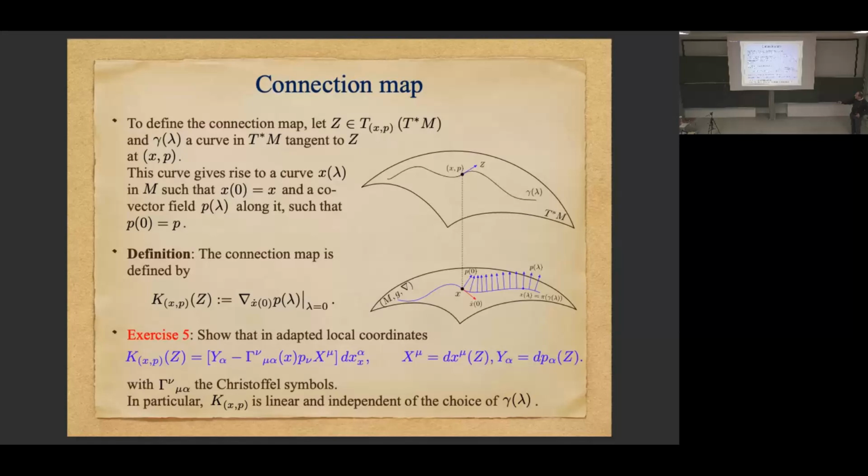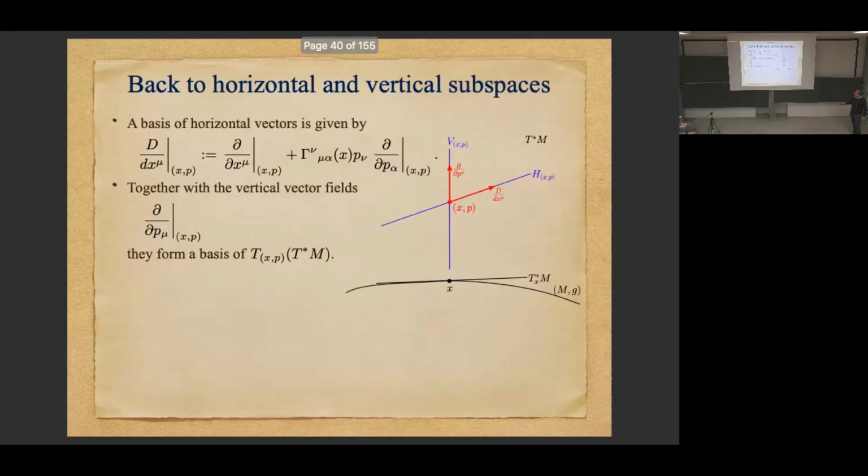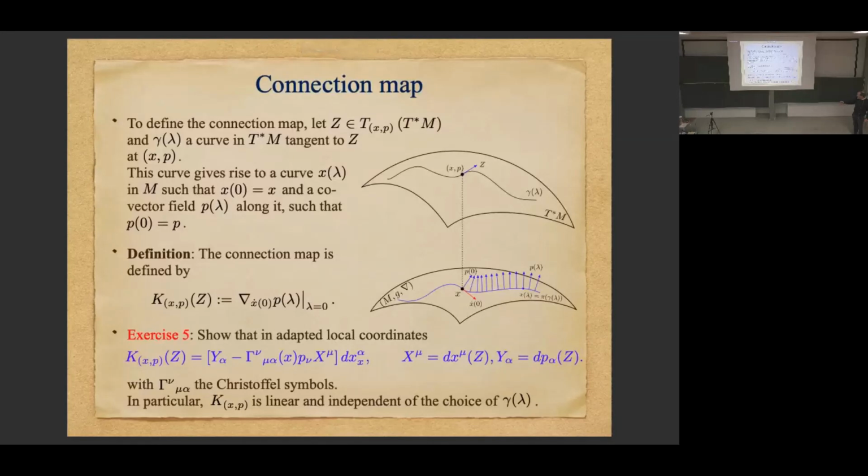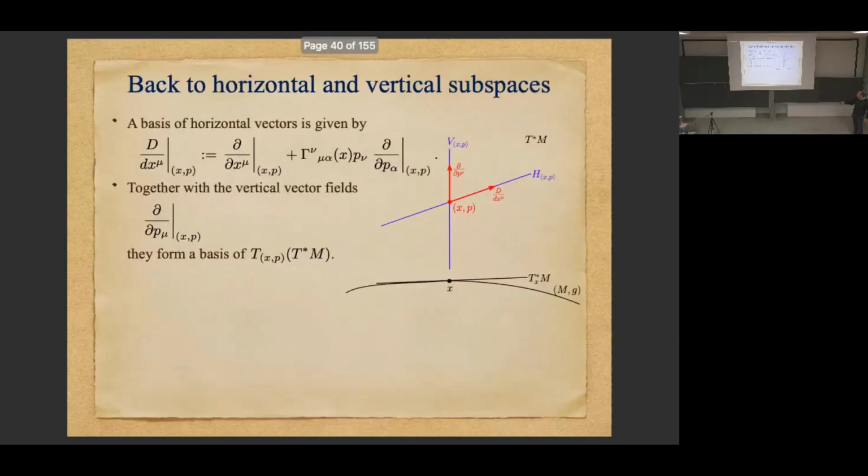Okay, and from this expression, you see also that this is independent of the choice of the curve here. And it's also a linear map. And now from here, it's also easy to see that you get a basis of horizontal vectors. You just have to put this equal to 0, and that will give you a relation between Y and X. And that gives you these 4 vector fields here, which we called capital D by dx mu. Okay, so you have 4 vector fields that span this here, and obviously these are linearly independent from this. Okay, so this gives you the split.